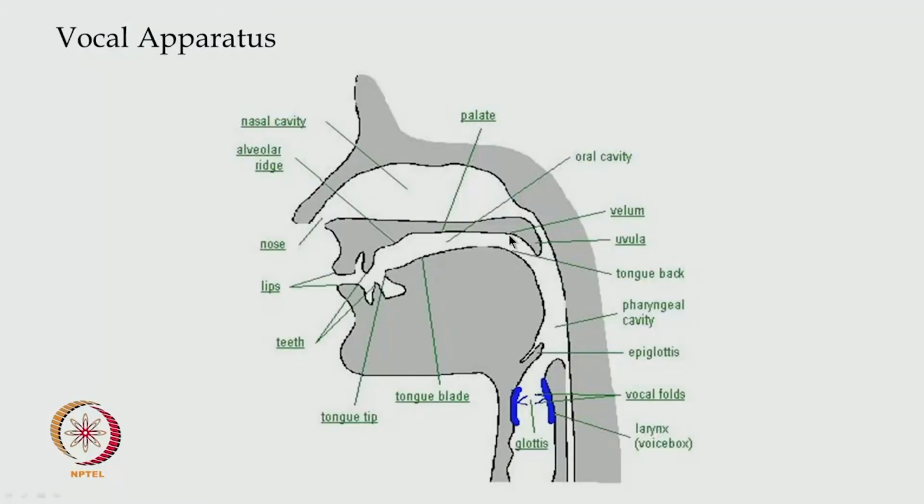When we say ka, do you see any involvement of lips in that? Teeth, tongue? What is the involvement of tongue in production of ka? So, this is the place, right? And this is the tongue back, that is the back of the tongue, right?